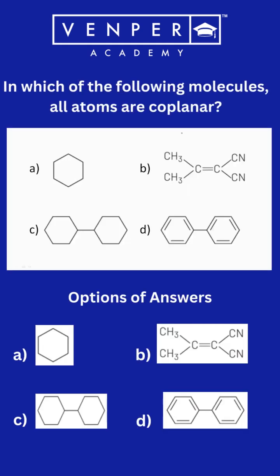The question is to find in which molecule all the atoms are in the same plane, which means coplanar. For that, the atoms should have sp2 hybridization. In option A, all the atoms have only single bonds, so it is sp3 hybridized.